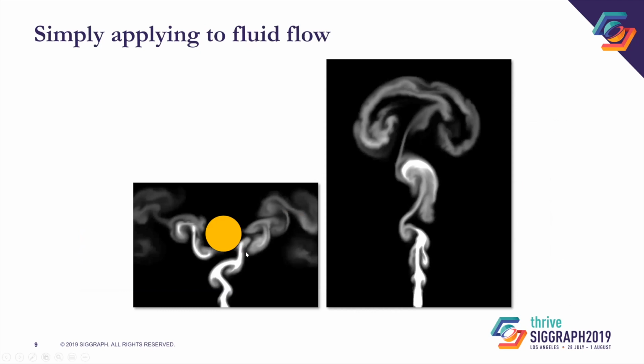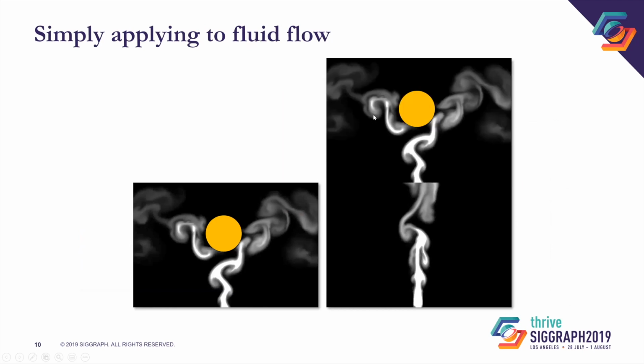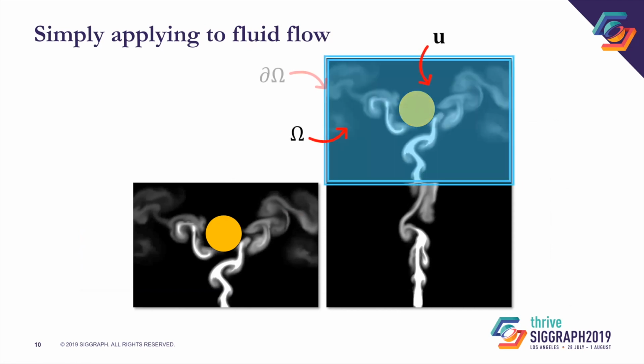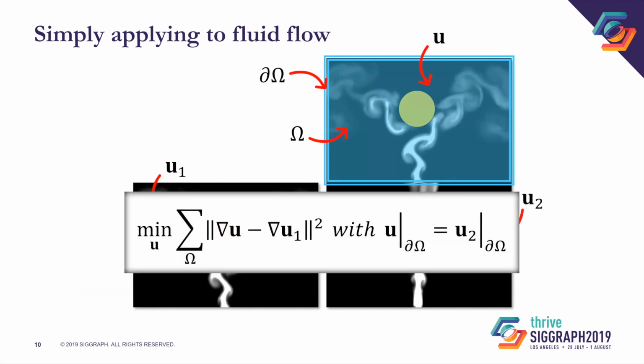We have two data sets. One is smoke interacting with a sphere, and the other is a taller smoke. We want to put this one into this region. When using the Poisson image editing technique, we solve this minimization problem. This technique modifies the velocity inside the copied region to make a smooth transition between this region and the other regions. However, we found that this approach did not work well.